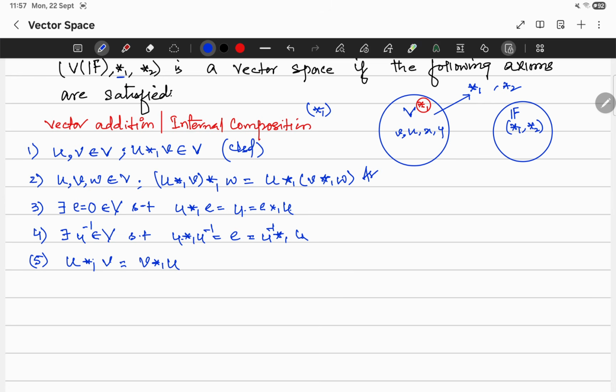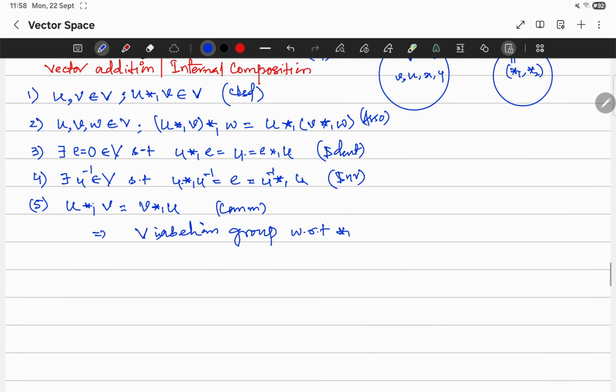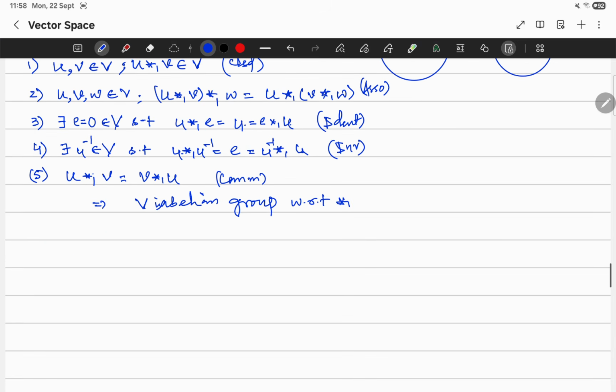it is associative property with respect to star 1, it is identity with respect to star 1, it is inverse with respect to star 1, it is commutative property with respect to star 1. So we can say V should be abelian. So V is abelian group with respect to star 1. Okay, now more properties. Now more 5 properties we call as a scalar multiplication.